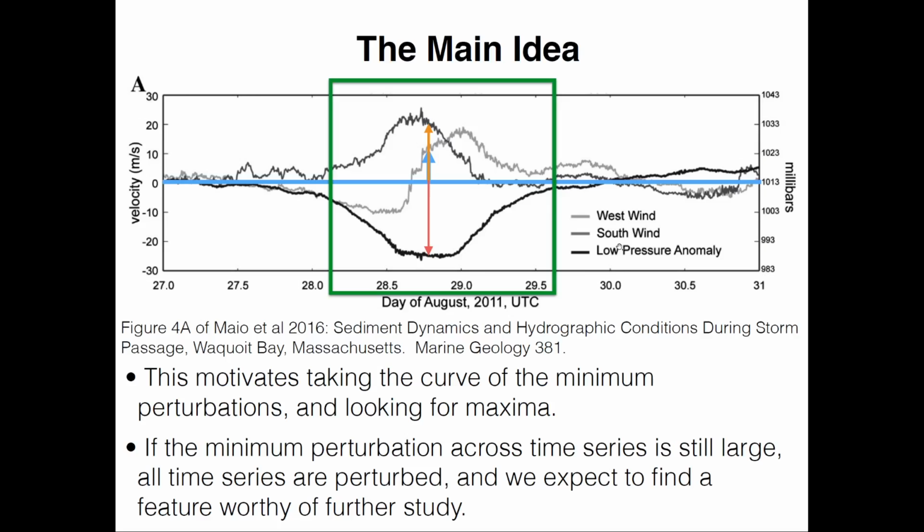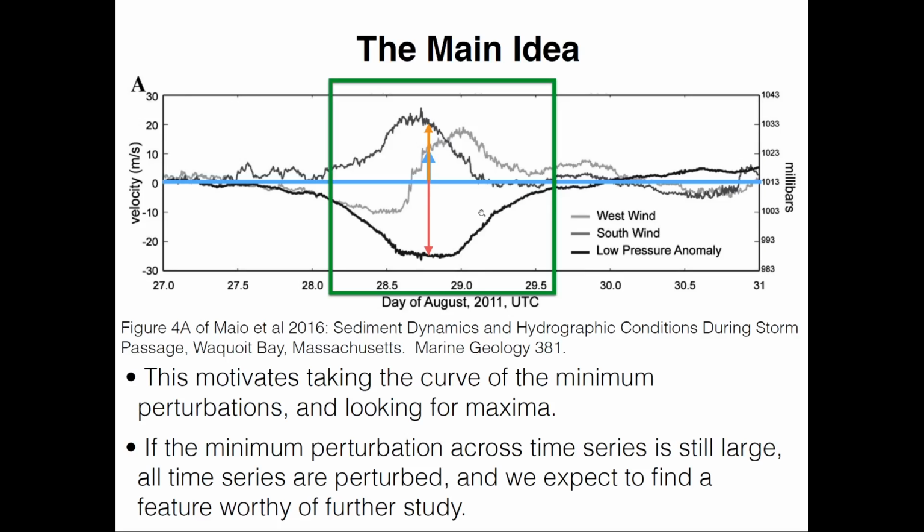So what are we going to do? Well, we're going to take the time series that we're given, and we're going to do this process where we find the smallest perturbation at every time. We're going to do that at every time, okay? So we're going to take the minima of all the perturbations. We're going to take the minimum curve across all of the perturbation curves. And then we're going to look for maxima in that minimum curve.